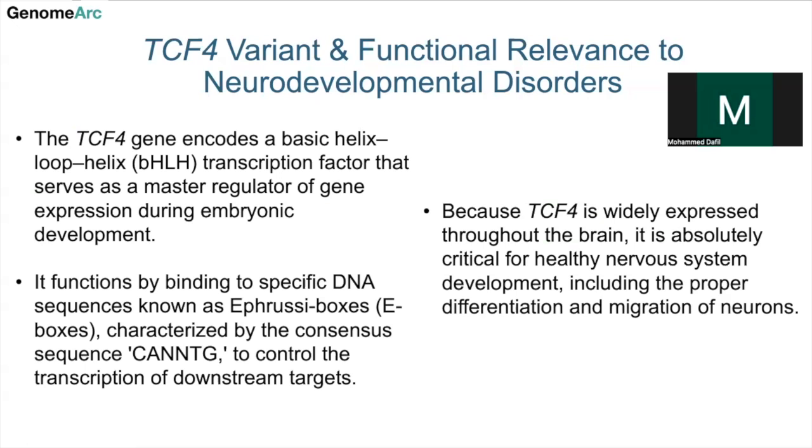functional elements. So having a premature stop codon will have an impact on the DNA binding affinity of this protein, because the protein will be severely truncated as it is prematurely mutated at exon 10. And because TCF4 is widely expressed throughout the brain, it is absolutely critical for healthy nervous system development, including the proper differentiation and migration of neurons. That's been reported in numerous publications.